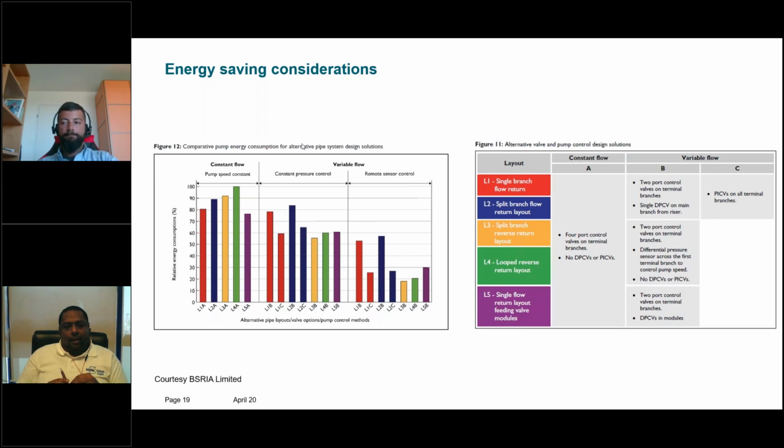Yeah. Great. So another question on the intelligent valve is, can you please advise in the district cooling network system where exactly the intelligent valve should be installed in case of an energy transfer station?